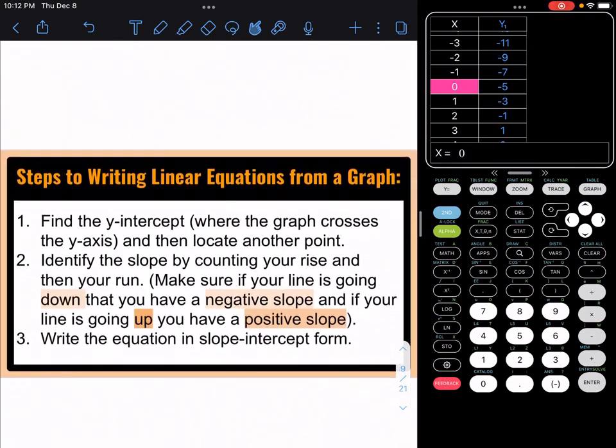So if we wanted to write a linear equation from a graph, we would first start by finding out what is our y-intercept. Ask ourselves, where did the graph cross the y-axis? Once we have that point, we are going to locate another point on the graph. Then we will identify our slope by counting our rise and then counting our run. Make sure if our line is going down, we have a negative slope, but also make sure that if our line is going up, we have a positive slope. Once we found our y-intercept and our slope, we can then write the equation in slope-intercept form.